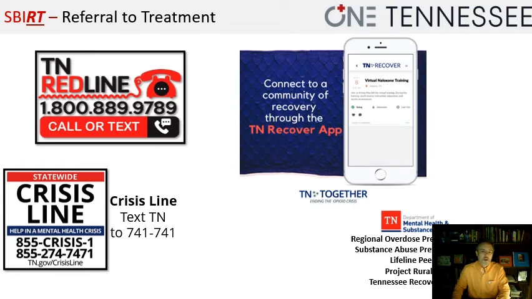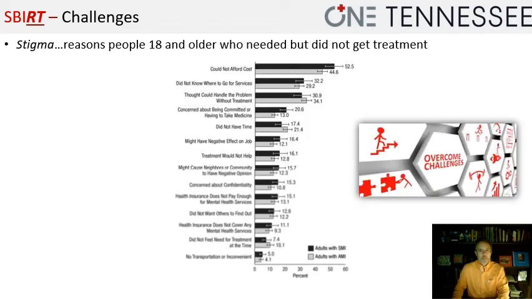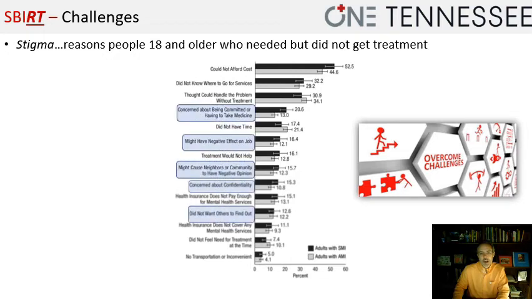There are several challenges or barriers to people seeking and receiving treatment, and one of the biggest ones is stigma. Reasons people 18 and older who needed but did not get treatment, some of the biggest ones and most common are they're concerned about being committed or having to take medication. It might have negative effects on their job. They might get fired. Might cause neighbors or community to have a negative opinion of them. They might be concerned about confidentiality, or they simply don't want others to find out.